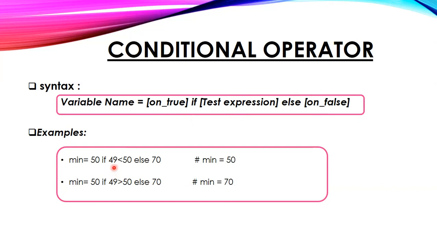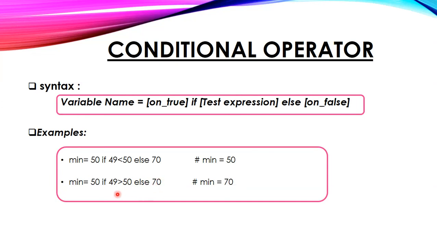See the example: if 49 is less than 50. Yes, the condition is true. So the true part will be executed. What is the true part? 50 is assigned to minimum. See here the answer, minimum equal to 50. This will be your answer. See the next example: if 49 is greater than 50. No, the condition is false because 49 is less than 50. Here what they have given is 49 is greater than 50. Since the condition is false, the else part will be executed. What is the else part? It is 70.